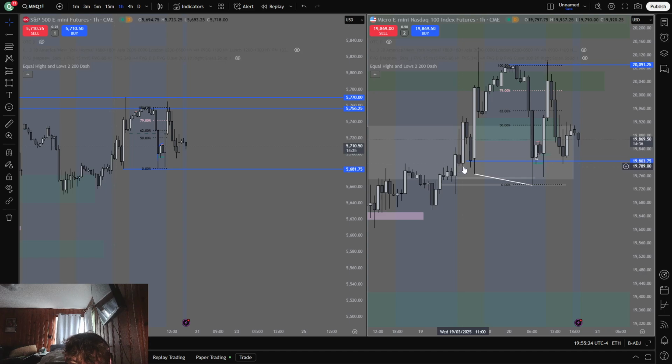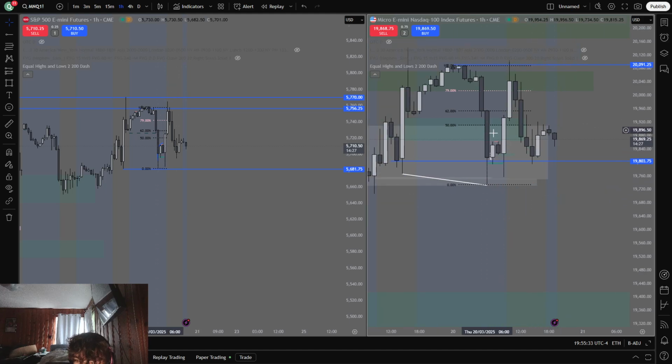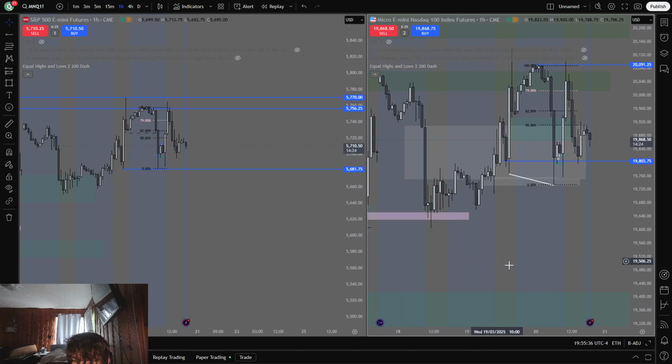What is that right there? Bullish Ferrari gap. Also as well down here, bullish Ferrari gap. We respect that, and my target is 50% retracement level because we have a quick move to the downside.